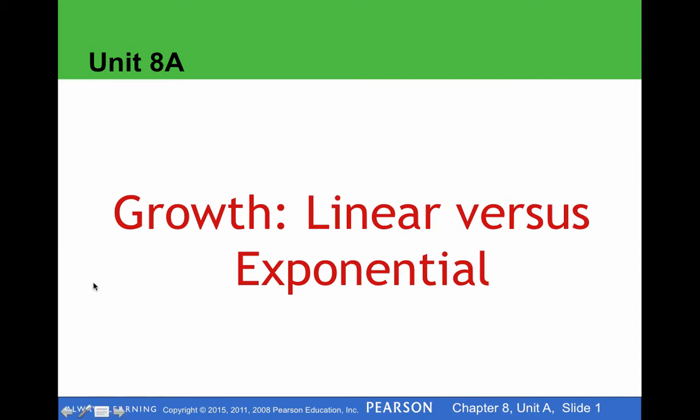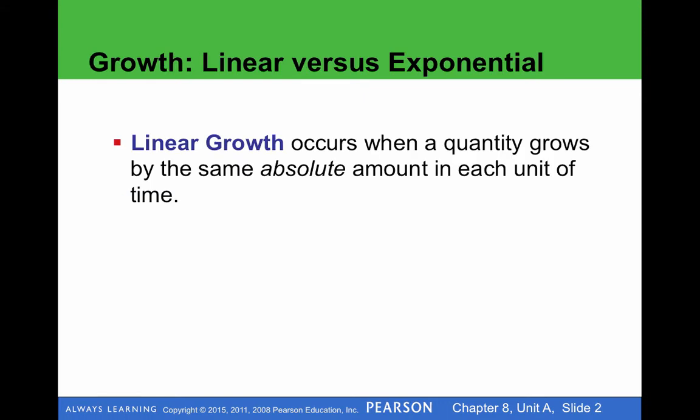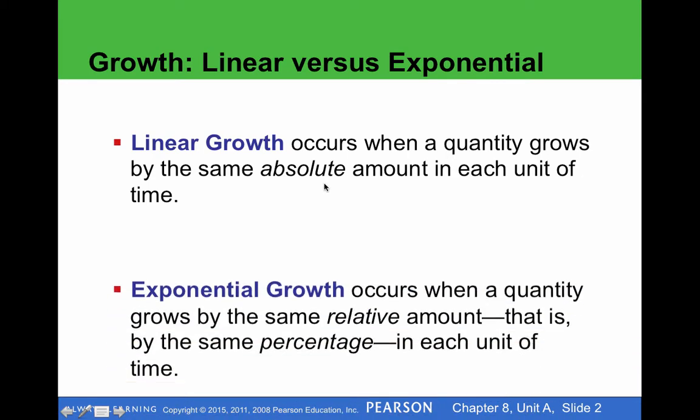This is our video lecture over Section 8A, which in Chapter 8 we start to look at exponential growth and decay. In 8A we want to compare linear growth and decay versus exponential growth and decay. Remember in Chapters 9A and 9B we were looking at linear functions and linear growth and decay. Linear growth occurs when a quantity grows by the same absolute amount in each unit of time, like the price of a car goes up $500 every year. So that's an absolute amount, $500 every year. That would be linear.